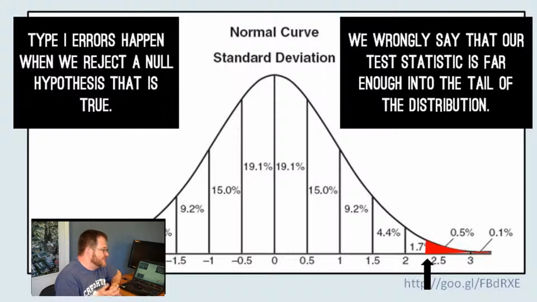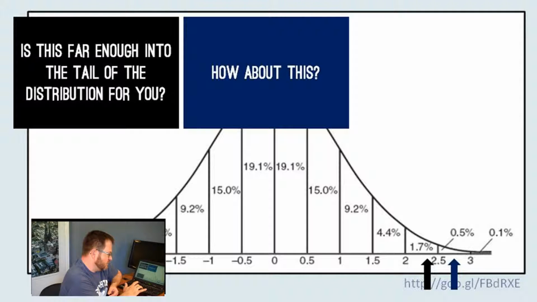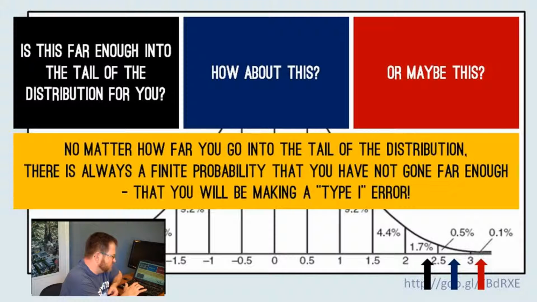And we've wrongly said that that test statistic is far enough into the tail of the distribution for us to reject the null hypothesis. But now, when you look at the bell curve, it becomes clear that there's a problem. No matter how far you go into the tail of the distribution, there's still probability that even bigger values of Z could happen just by chance, by bad samples and stuff like that. And you don't know if your sample is bad. I mean, is this black arrow here at about 2.4 a value of Z big enough for you? Or maybe this blue arrow at about 2.7, is that big enough for you? How about this one over here, the red one at about 3.2?